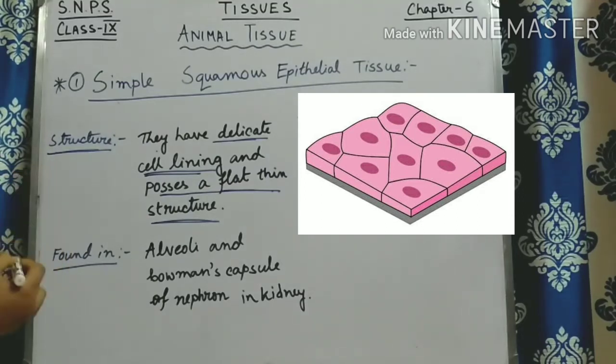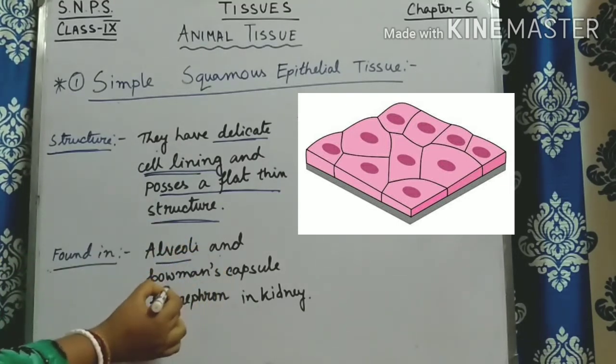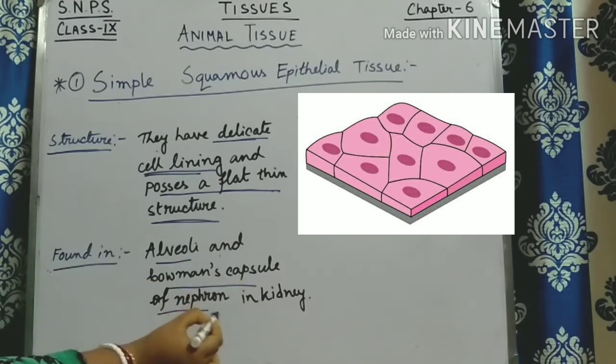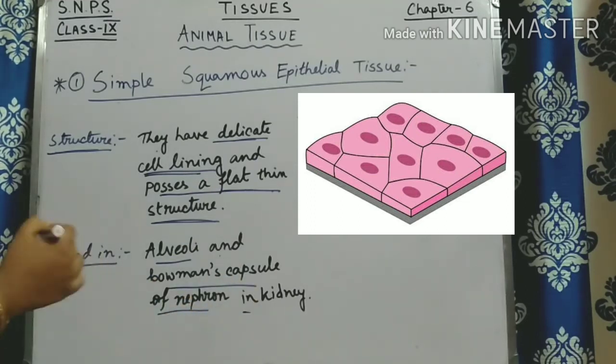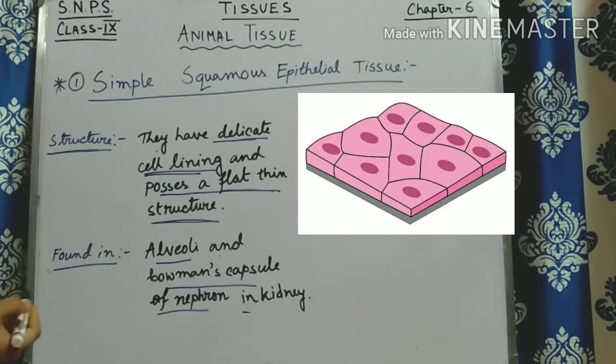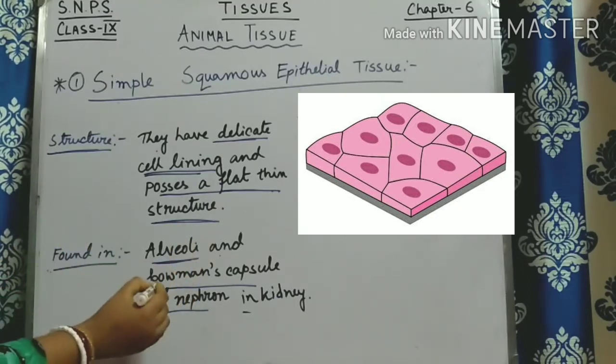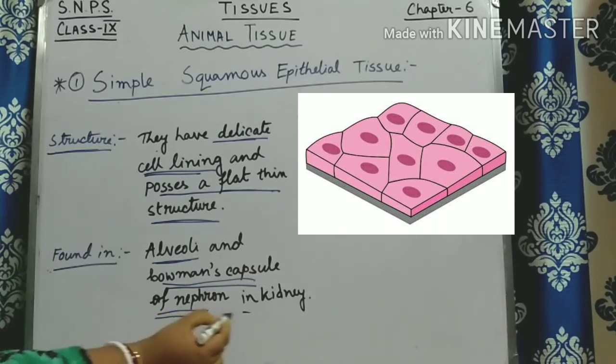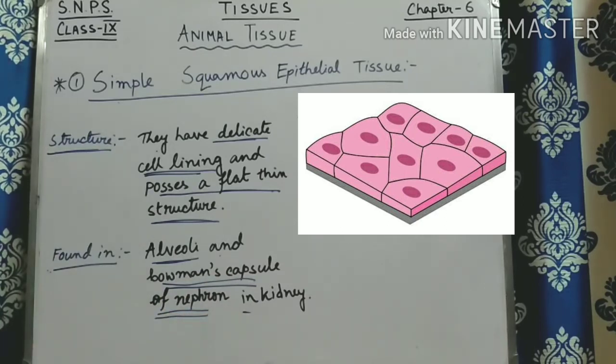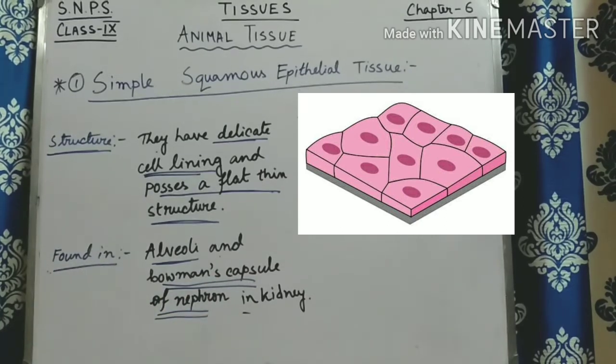This type of epithelial tissue is found in alveoli and Bowman's capsule of nephron in kidney. So, this type of squamous epithelial tissue is found in alveoli of lungs and Bowman's capsule of nephron in kidney.